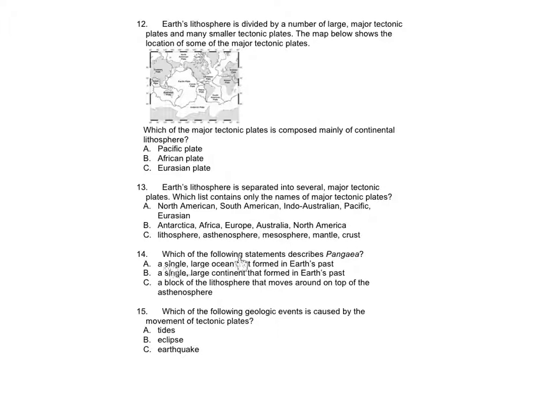Number 14. Which of the following statements describes Pangea? A. A single large ocean that formed in the Earth's past. B. A single large continent that formed in the Earth's past. C. A block of lithosphere that moves around on top of the asthenosphere.